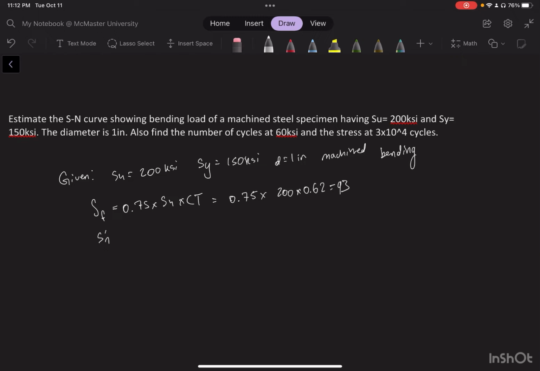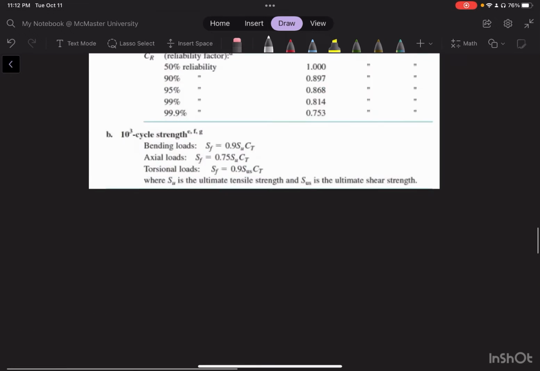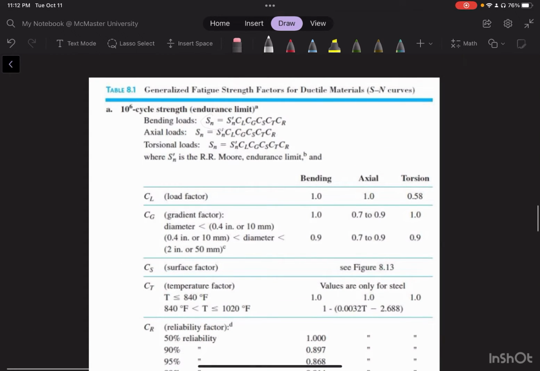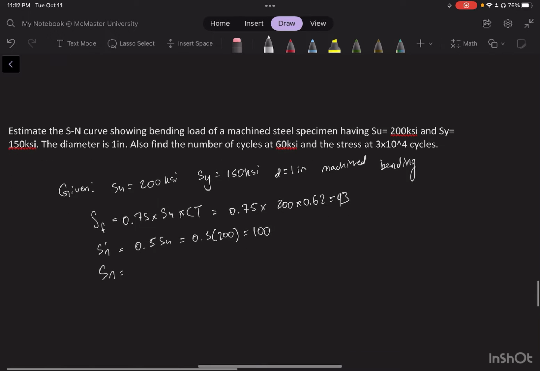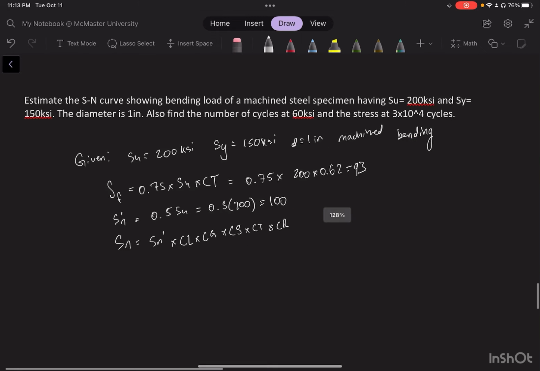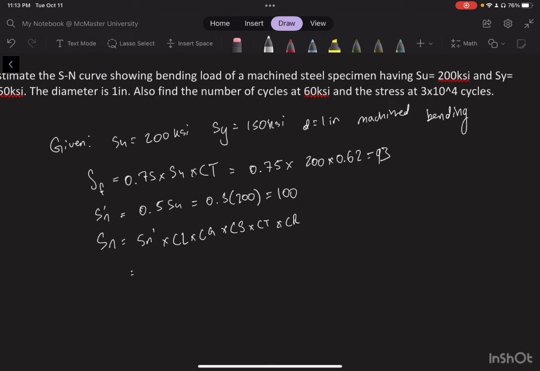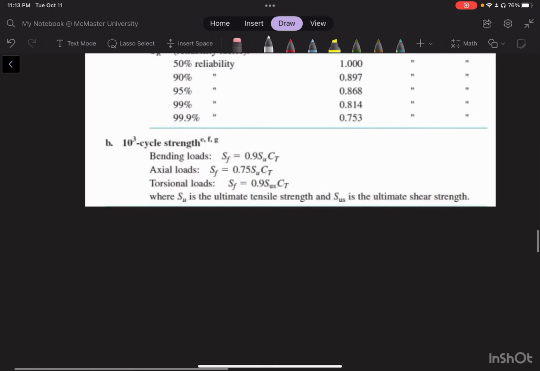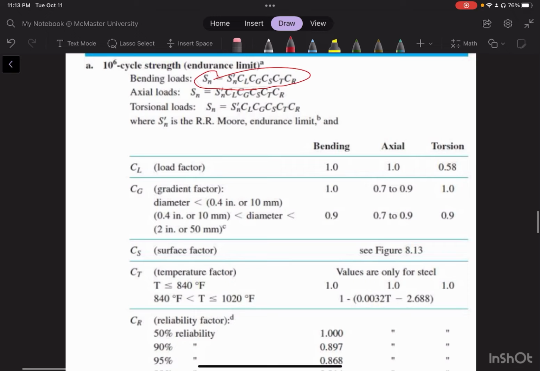Next, we'd find our Sn prime value, which is 0.5 SU, which is 0.5 times 200, equals 100. And then we'd find Sn. And since we're trying to find bending, we'd go up to this here, and we'd use this formula here. So Sn equals Sn prime times Cl times Cg times Cs times Ct times Cr. And then we'd fill in the coefficients. So Sn prime is 100 times the Cl, which is 1.0 for bending.